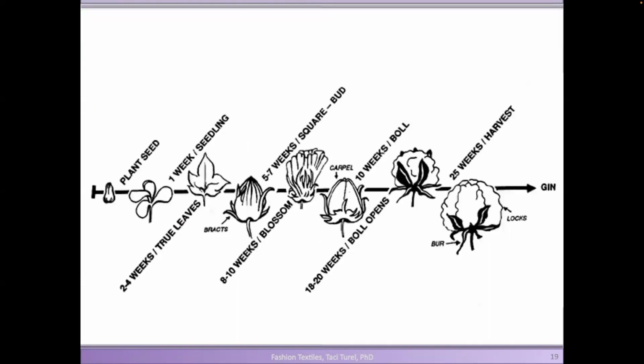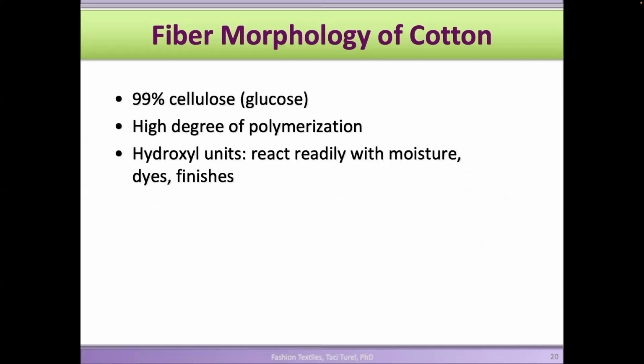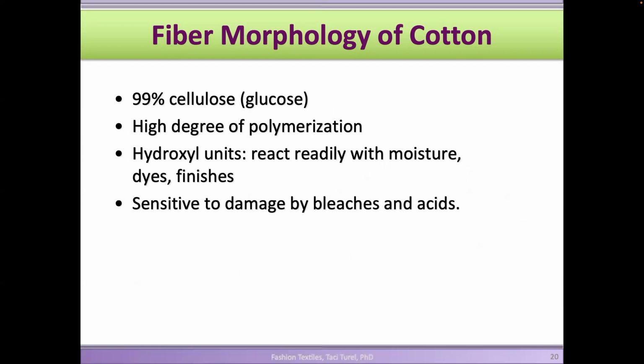And this is how long it takes to grow cotton. So once you plant the seed, it takes about 25 weeks for the cotton to be ready to harvest. It is 99% cellulose. It has a high degree of polymerization, which means the molecular chain is pretty long. I talked about the hydroxyl units that the molecule has, so that helps with absorption and picking up dyes.